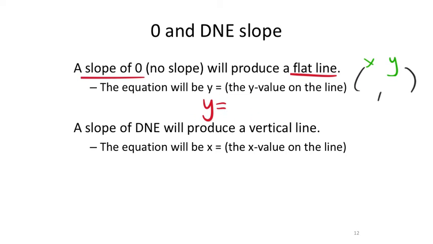Now, if the slope is DNE, does not exist, it'll probably say something like undefined on the assignment. If the slope is undefined, then you're looking at a vertical line. So an undefined slope will give you a vertical line that's straight up and down. And we know that then would give you the equation x equals, okay? But what would x equal? Again, you could look at the graph and say the x value on the line, but now we're looking for the x value in the ordered pair, okay? So this may not make a lot of sense, but let's look at some examples then, okay?